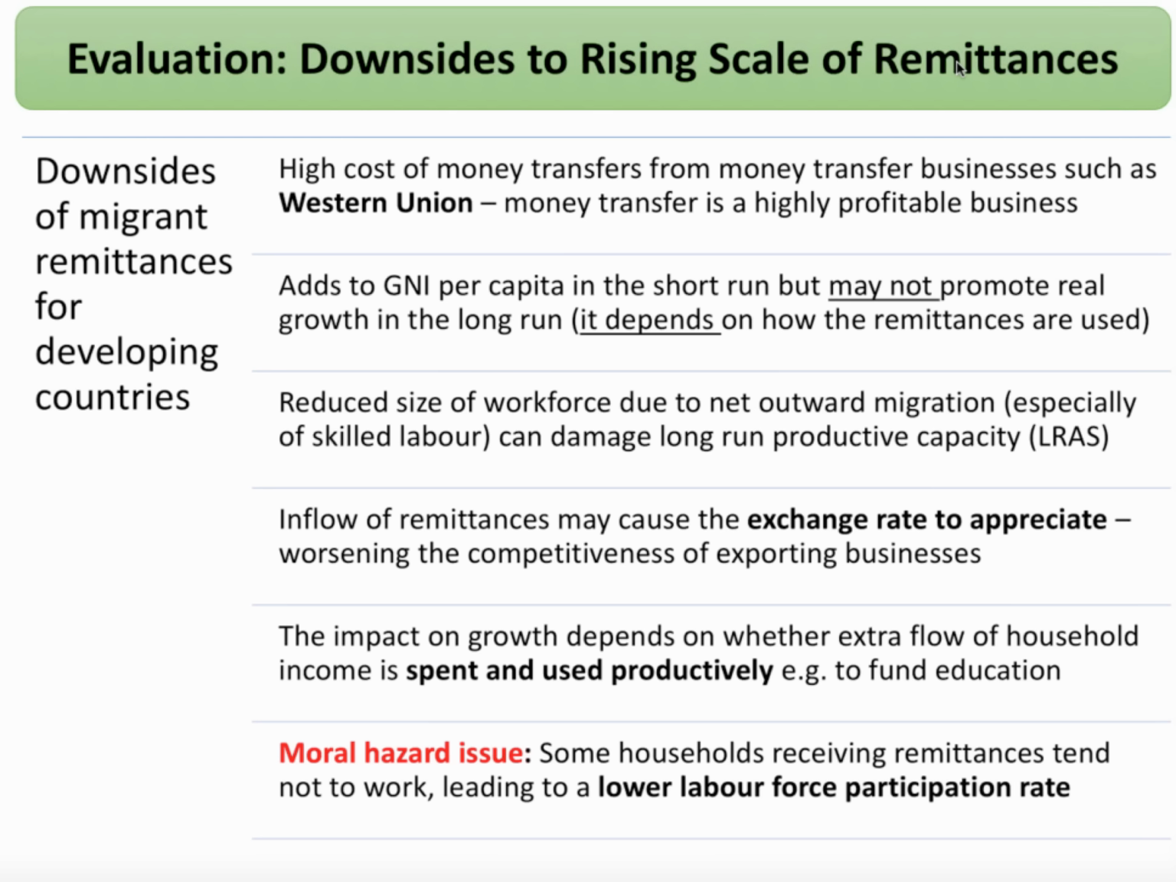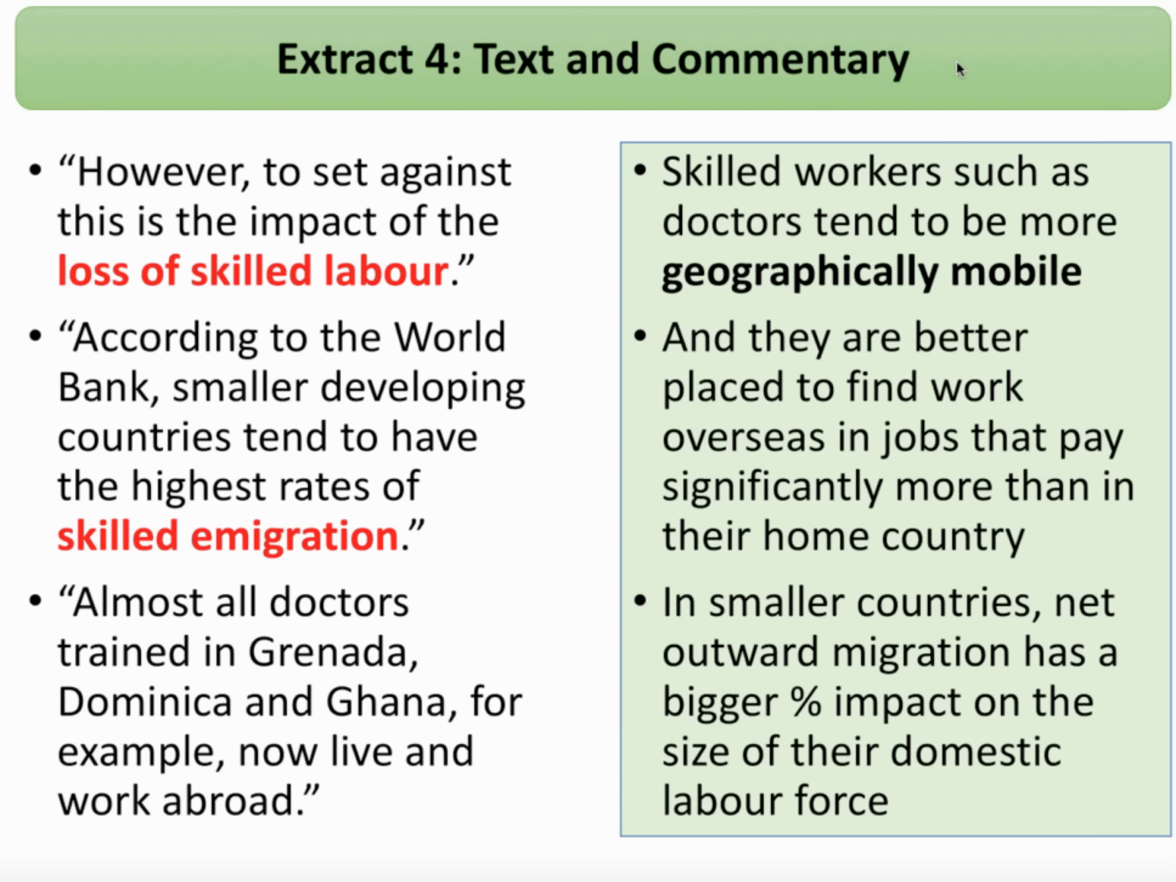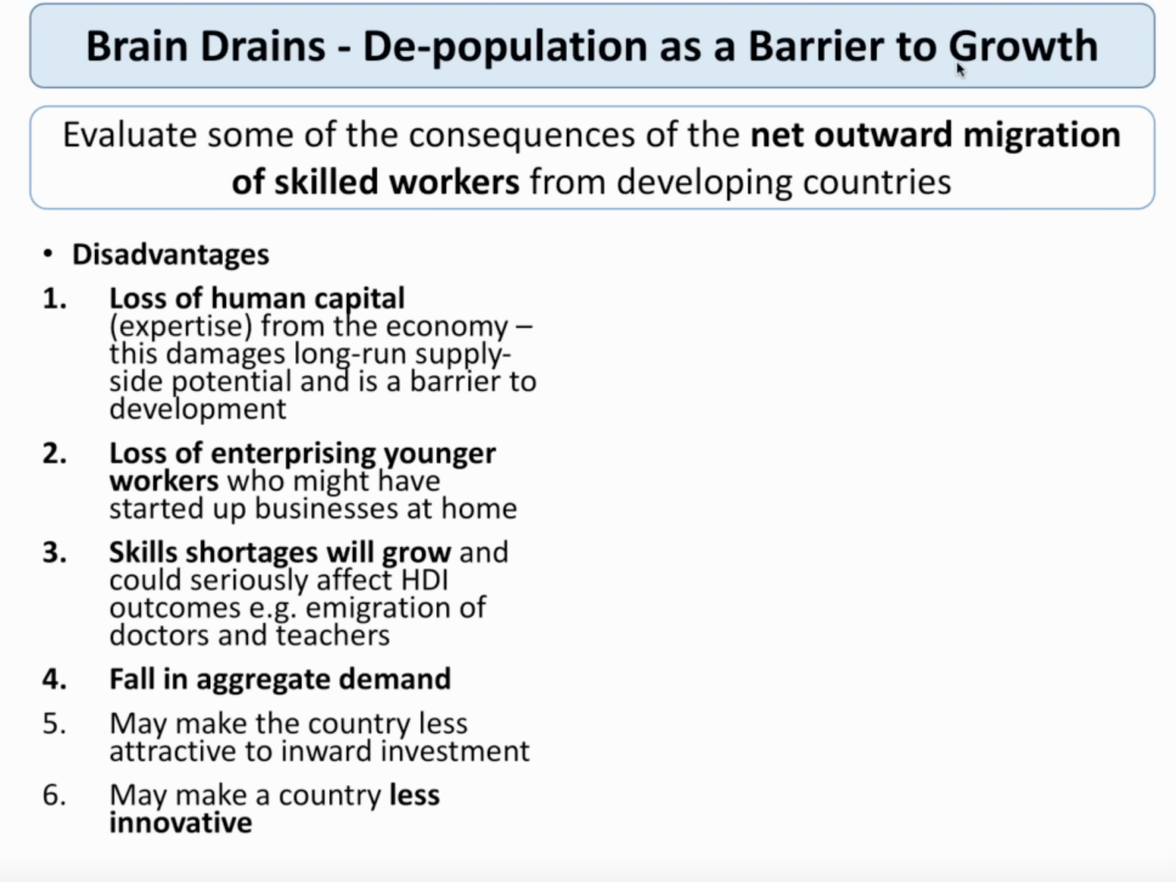The extract does make it clear, and they're giving you a nice steer here, that a lot of these developing countries, they mentioned Grenada, Dominica and Ghana, have lost a lot of skilled workers. They mentioned doctors, teachers and other skilled workers leaving the economy, and that can be quite significant. So I just want to spend finally 2 or 3 minutes thinking about why that matters. It's a classic debate in economics about the so-called brain drain effect.